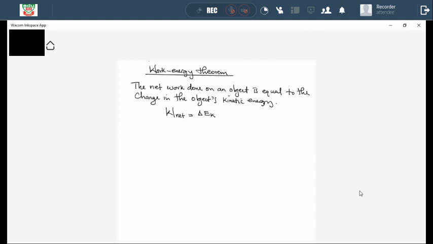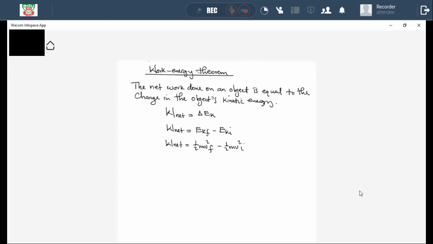So by formula, the work energy theorem is W net equals delta EK. This is very, very important. We can further expand it and say W net equals EKF minus EKI, which is W net equals half mv squared final minus half mv squared initial. That is the work energy theorem.